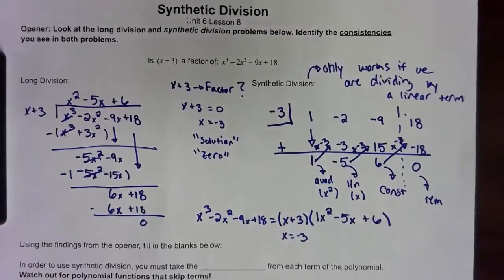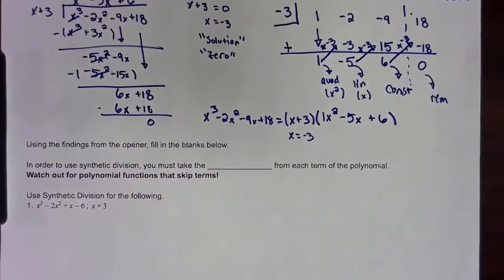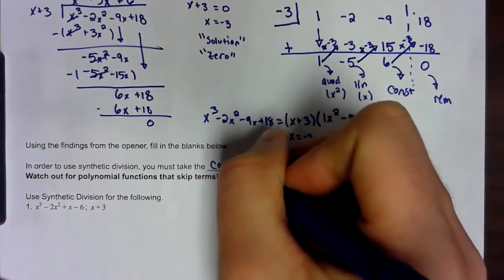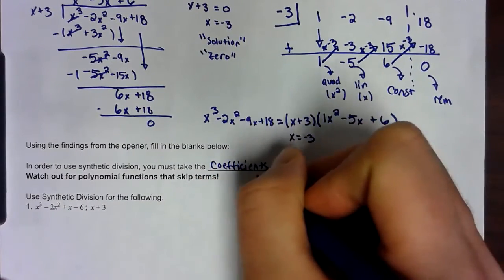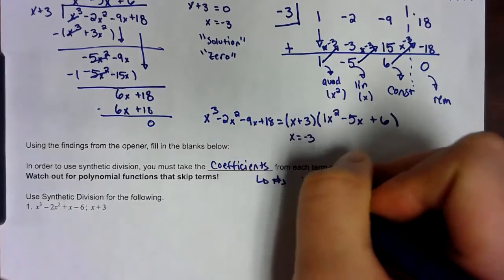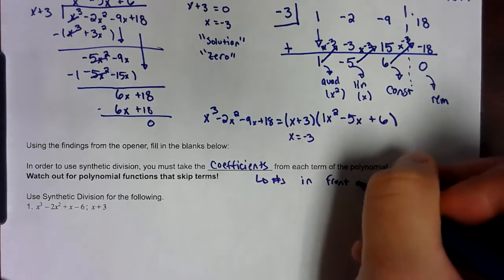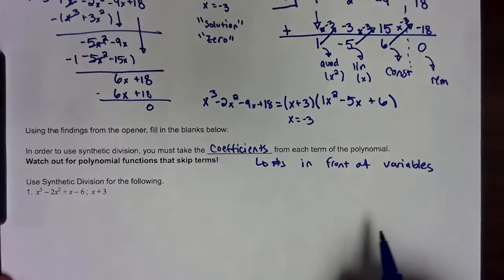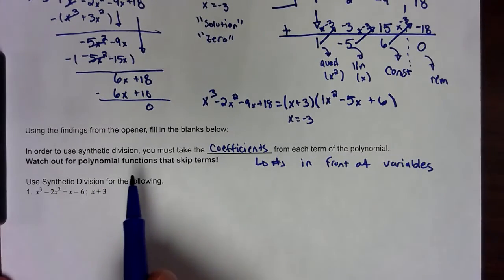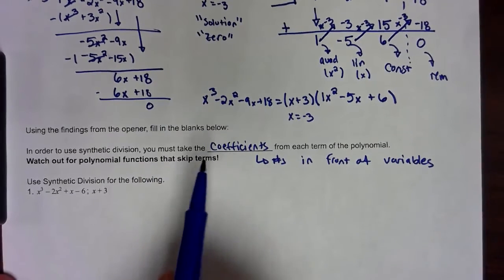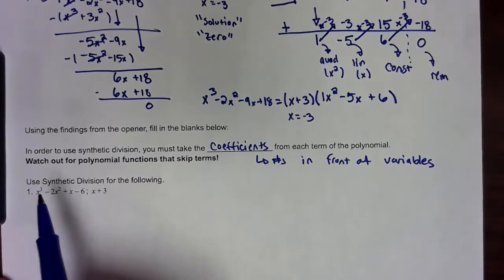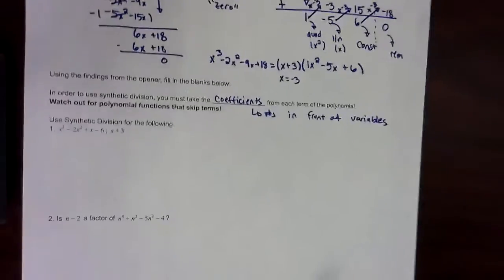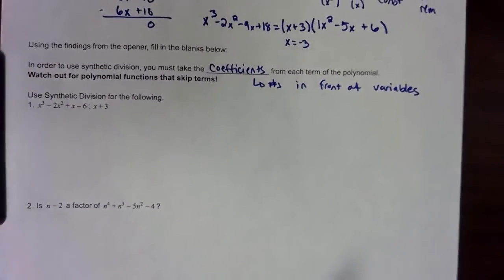All right. So down here, in order to use synthetic division, you must take the coefficients, coefficients being the numbers in front of variables. And just like with long division, watch out for polynomial functions that skip terms, right? If we are dealing with an x cubed, and let's pretend we didn't have x squared there, we would need to add in 0x. We don't have that here, but we'll get to an example that does have that.